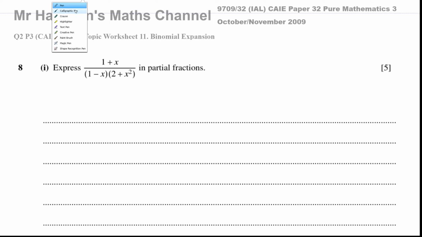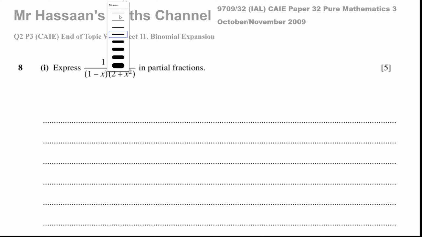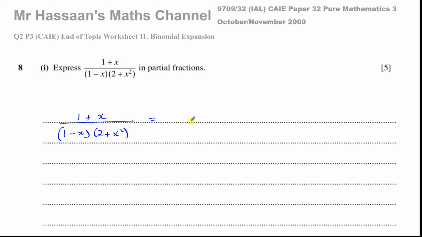So anyway, here we have a fraction, and part 1 tells us to express this in partial fractions. So we have to split this up into 2 separate fractions. So it's like the opposite of adding fractions together. So when you have something like this, you have 1 plus x over 1 minus x times 2 plus x squared. So we have these 2 factors in the denominator, which we have to split apart.